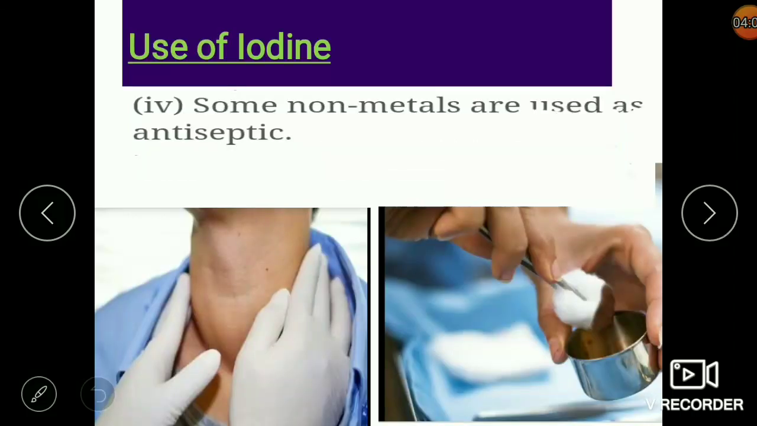Next, the use of iodine. There is a disease called goiter, which results in swelling of the throat. To cure goiter, it is always advised to take iodized salt. Perhaps you have heard it, right? Now, iodine is a non-metal. It is used to cure goiter, and its solution is also used as an antiseptic. When you get a wound or cut, perhaps you have seen a yellow colored solution applied. That antiseptic solution contains iodine.